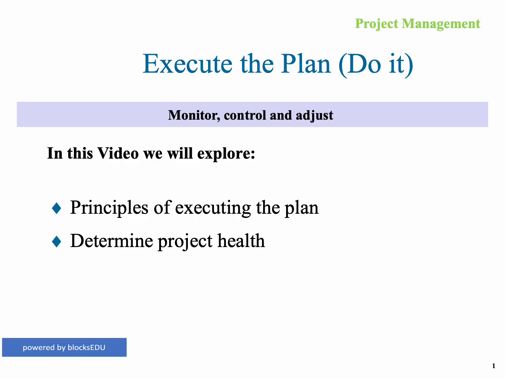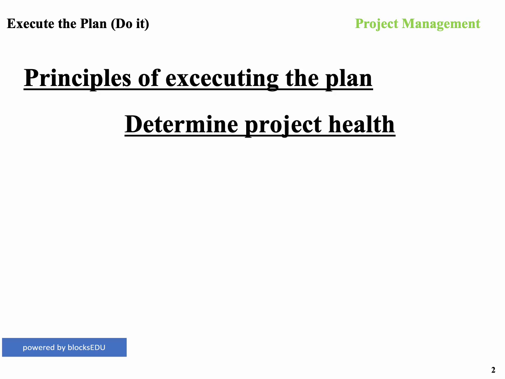We're going to go through some of the principles of executing a plan. We're going to show you how we determine the health of a project. We're going to talk about effective project meetings, and we're going to talk about the change management process. So first off, our principles of executing a plan. Plans have some structure around them. They have some guidelines, if you want, to ensure that we get the work done.